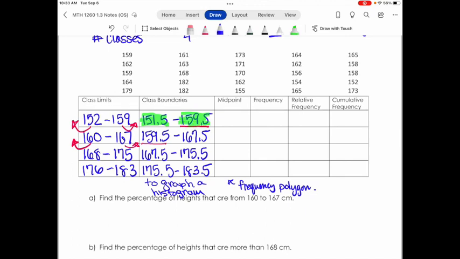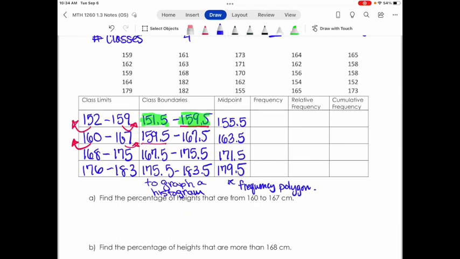So I want to add those two together, 151.5 plus 159.5, find out what that value is, and then divide by 2. And you're going to get 155.5. And you're just going to do that all the way down. So the next one, I'm going to take 159.5 plus 167.5, add those together, divide by 2, and I'm going to get 163.5. If we continue that process, our third midpoint for the third class is going to be 171.5 and then 179.5.